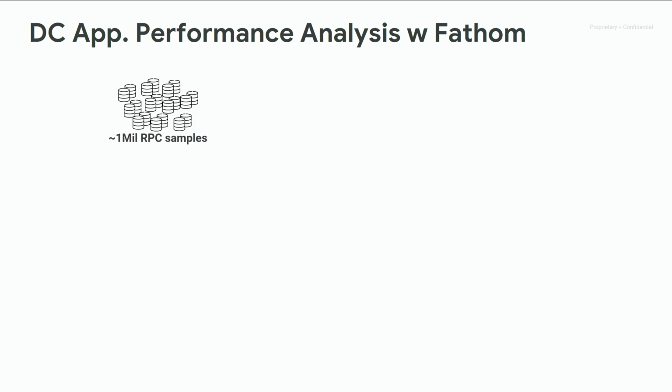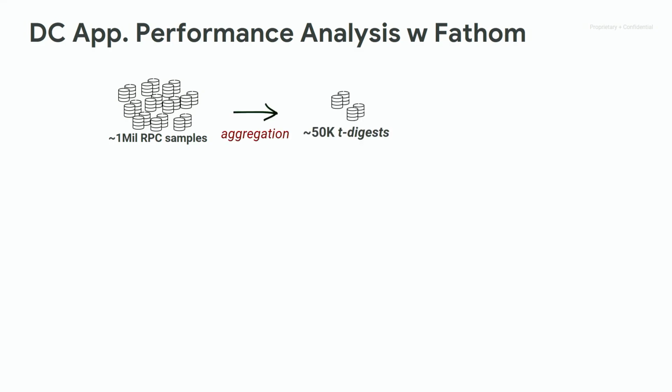So in this example, we analyzed the performance of RPCs from a large-scale global infrastructure service with many different clients running on different server platforms. And this service was hosted in a data center with different NIC speeds. So within 3 days, Fathom samples over 1 million RPCs and aggregates them into around 50K T-digest.